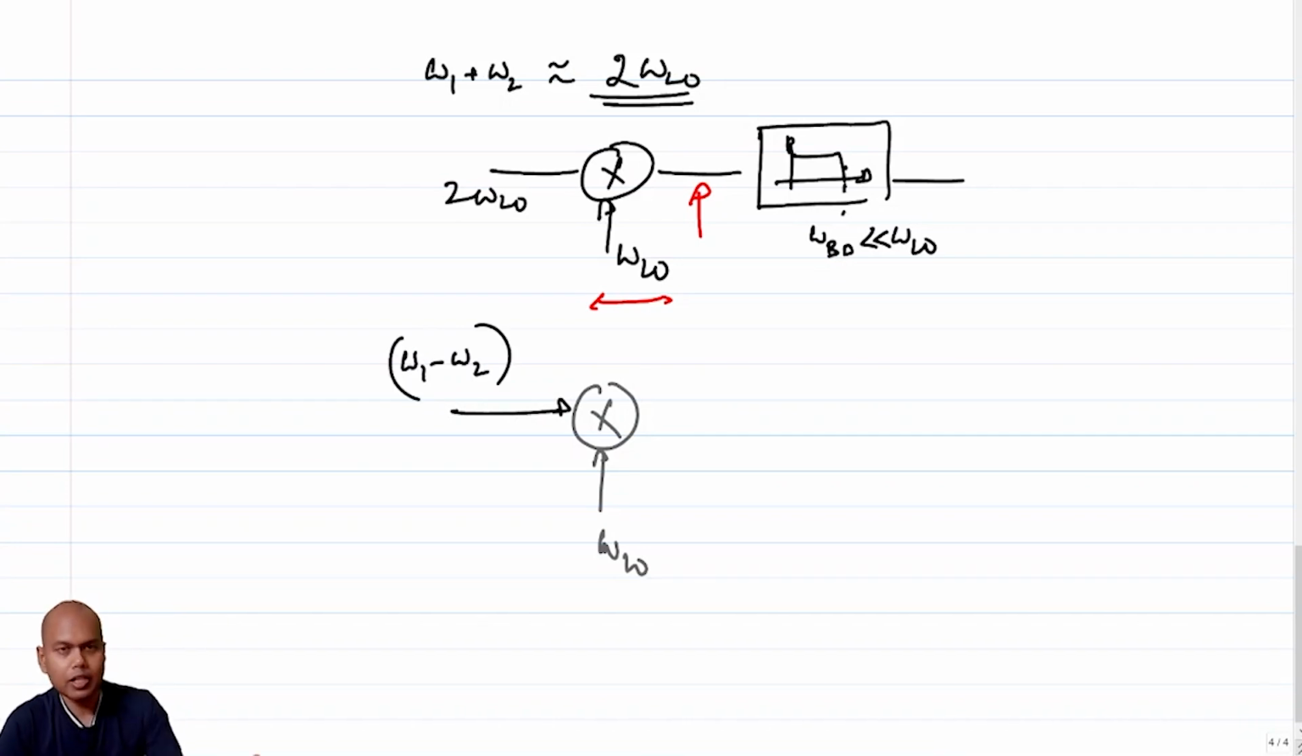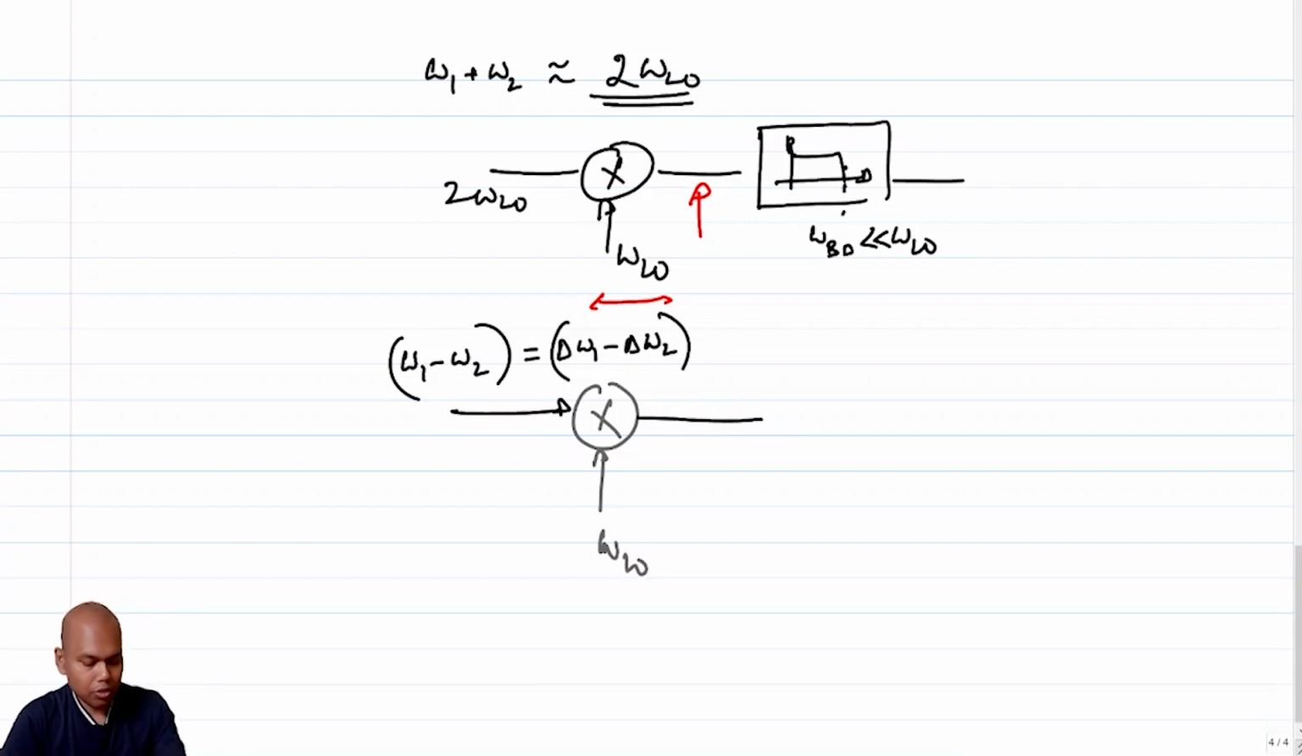Note that this is not DC, correct? If it were a DC, then I could have put a capacitor as a DC blocking capacitor and got rid of it. But this is omega 1 minus omega 2, right? Which is sufficiently low frequency, because omega 1 and omega 2 are close, this is essentially delta omega 1 minus delta omega 2, which is closer to DC.